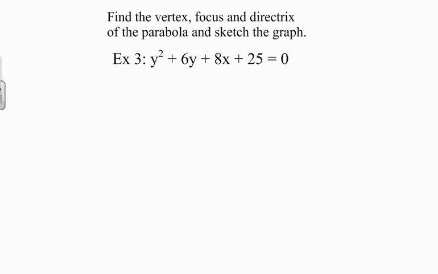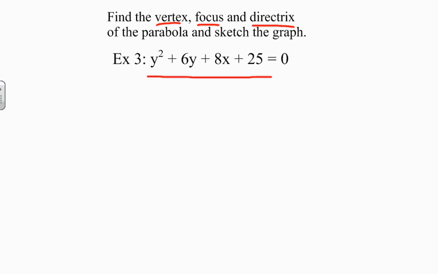All right, what we have is another example of how to find vertex, focus, and directrix. This one is going to be involving completing the square, because what we see right here is a parabolic equation that's in a general conic section form, implicit form, and what we want to do is write this into a simpler form so we can find the vertex, focus, and directrix.